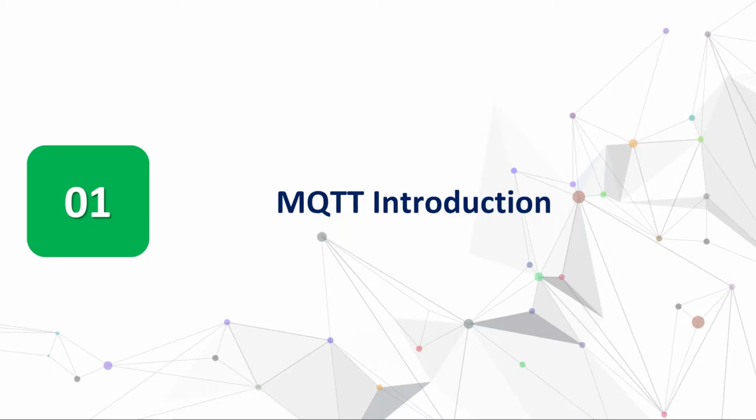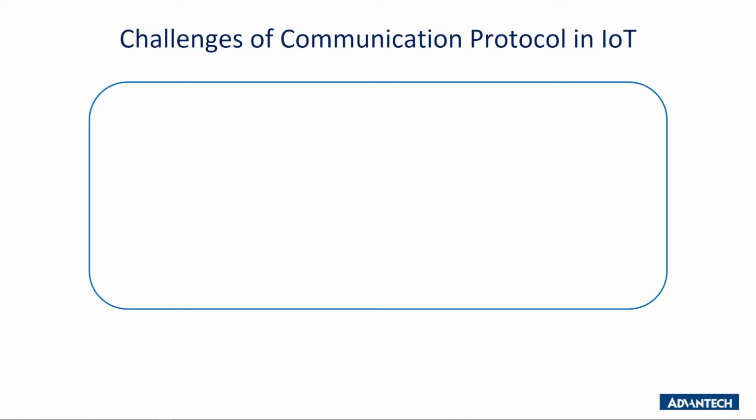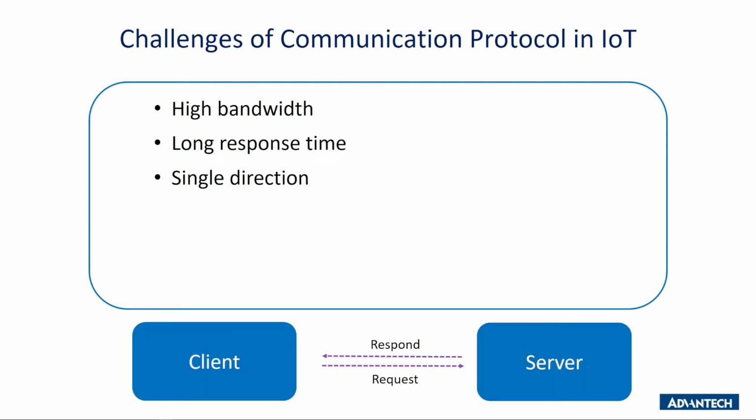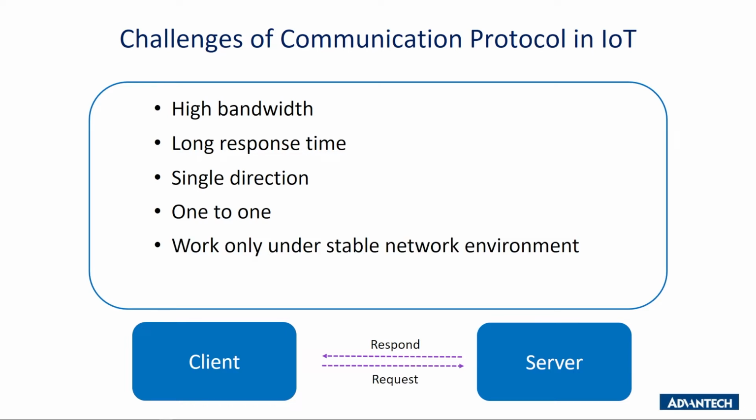Firstly, let's talk about MQTT. Before the invention of MQTT, communication protocols usually used a lot of resources and network bandwidth to transmit data, which required longer times to process and respond to data. These communication protocols could only deliver messages in a single direction, and their message distribution was only one-to-one. They lacked flexibility and could work only under stable network environments. Therefore, the MQTT protocol was invented, which is more suitable for IoT applications and environments.